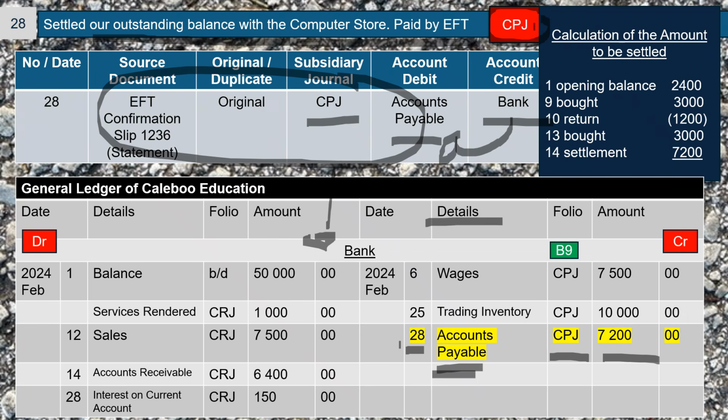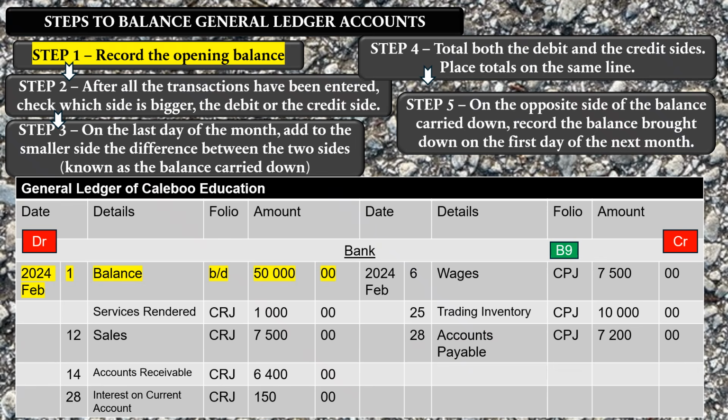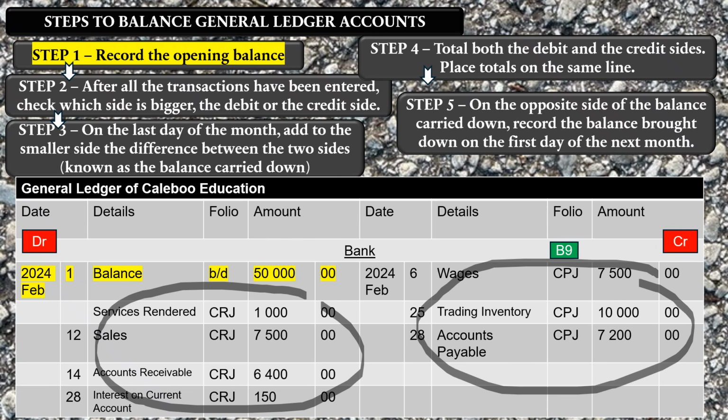So we had an opening balance, 2,400. We bought more items on credit. We returned some items, we bought more. And what did we settle? The balance, which is 7,200. Now what we need to do is we've recorded all this information, all the receipts and all the payments from the table that we just completed.